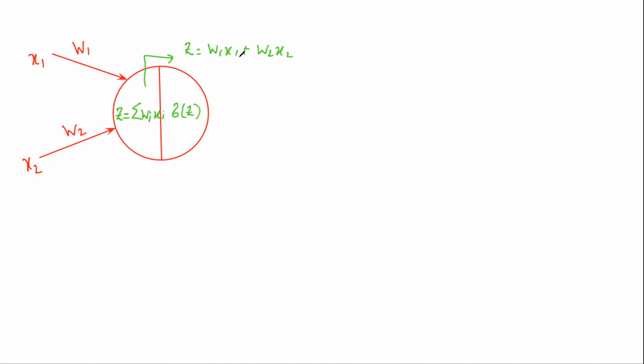Okay, so z is this thing, and then this symbol is sigmoid, so you apply sigmoid to it, and whatever you get, you give it as an output. So this is your output.